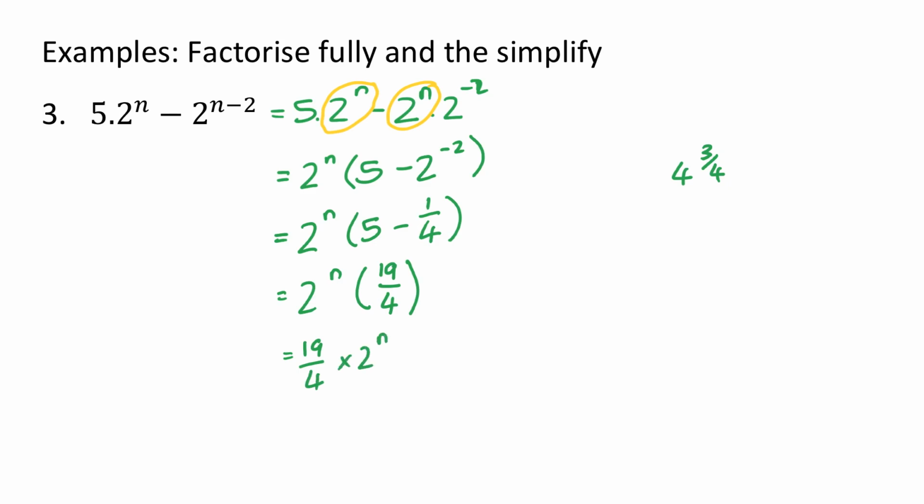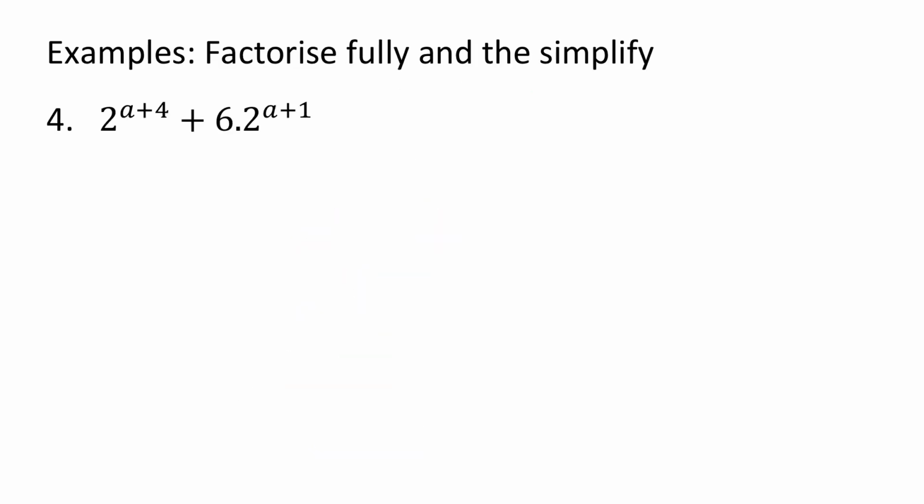Or if I wanted to go on further, I know that 4 is 2 to the power of negative 2. So I could write the last step, if I wanted to, as 19 times 2 to the power of n minus 2. Either of those are correct. To end off, let's look at one that's a little bit harder.